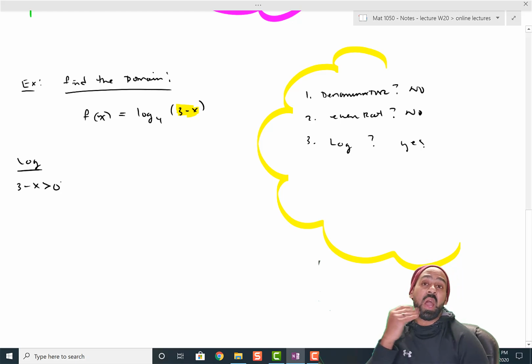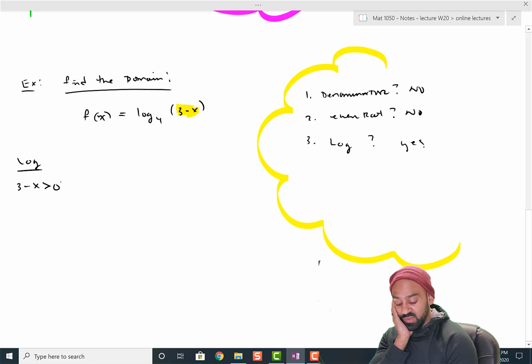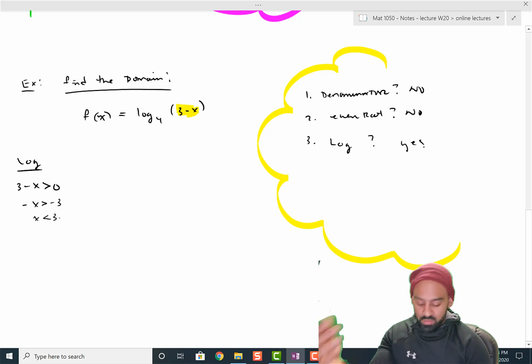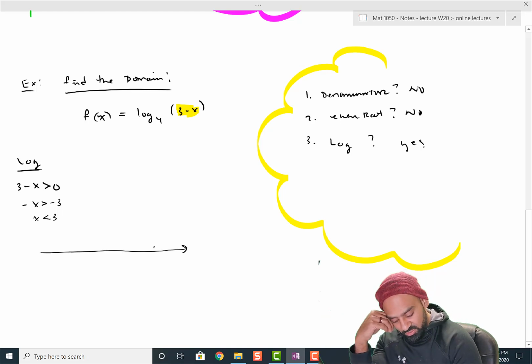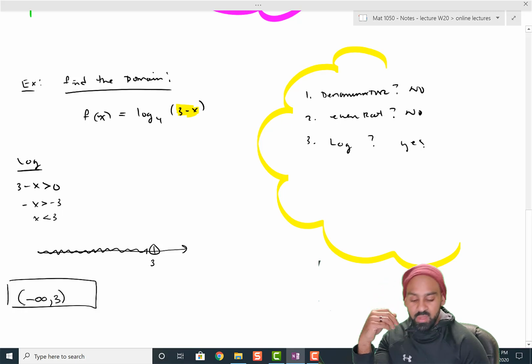Okay? So now, what that means is can you solve that? Absolutely, I think you guys can solve that. This is going to give me -3 here. And remember, when you multiply or divide by a negative, you flip the sign. So this gives me x is less than 3. All right? So, what's my domain? Let's draw our picture like we always do. Here's 3 and everything behind it. So I'm going to have -infinity to 3, soft bracket. There is my domain. Easy peasy.